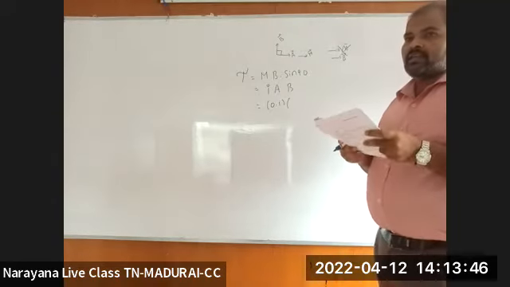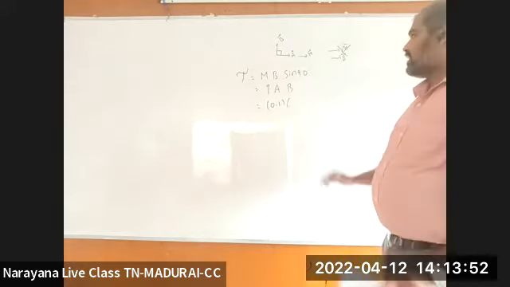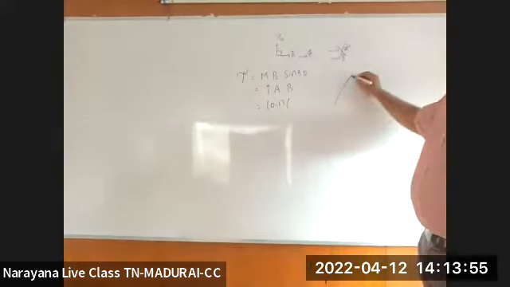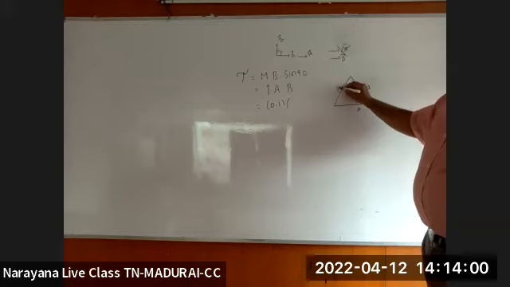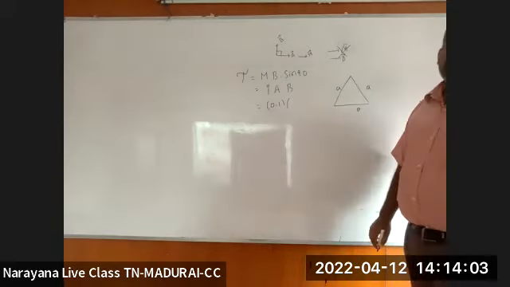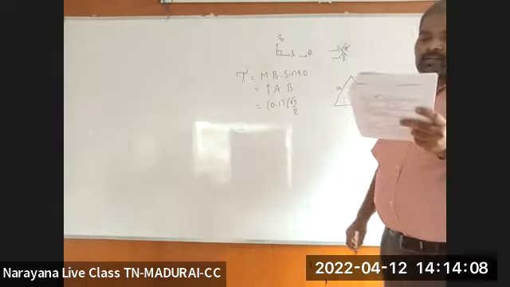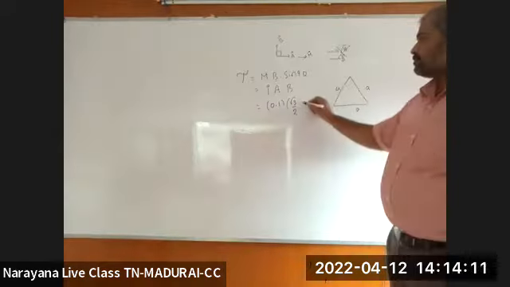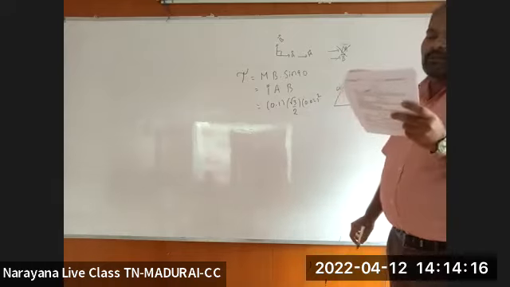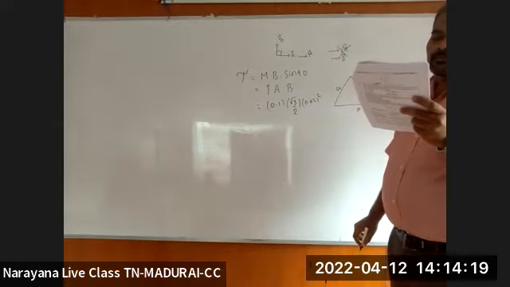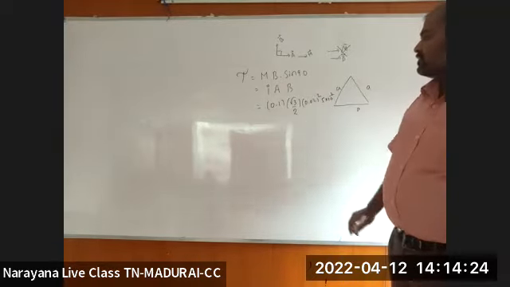What is the area of the equilateral triangle? The side is given. Area of the triangle formula: half base into height, or root 3 by 4 a square is also there. Length of each side is, root 3 by 4 into a power 2 is also correct. What is the a value, the length of each side? 0.02 whole power 2. And the magnetic field is 5 into 10 power minus 2.